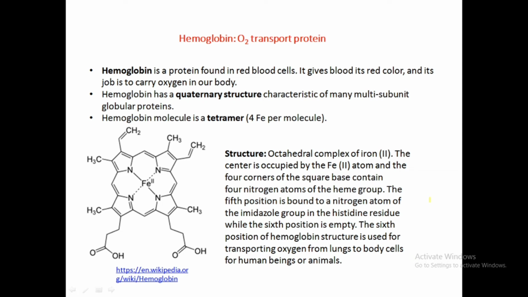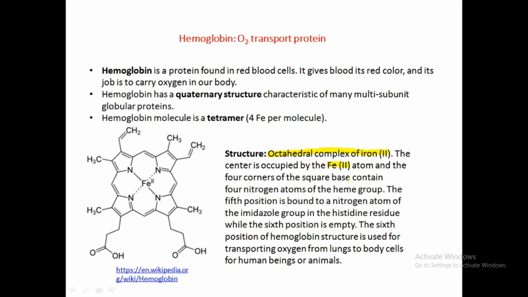Now coming to a very important aspect of hemoglobin in terms of chemistry, we are going to look at its structure. The structure of hemoglobin is an octahedral complex of iron in the +2 oxidation state. We know that if it's an octahedral system, then it needs to have a coordination number of 6, or we can call it a 6 coordinate system. Let's talk about that in detail. The center is occupied by Fe in the +2 oxidation state. So the central metal atom in this case is iron in the +2 oxidation state.